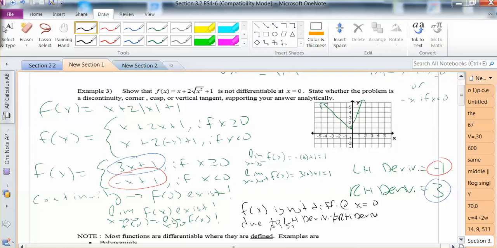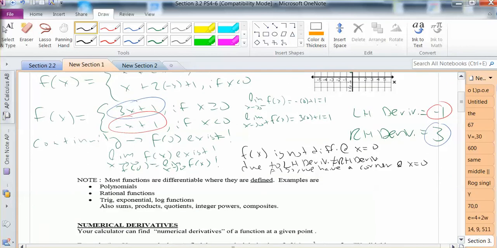Also, we have a corner at x equals 0 since the left-hand derivative and right-hand derivative exist. Basically, they're finite values. You know, they're -1 and 3, respectively, but don't equal each other.